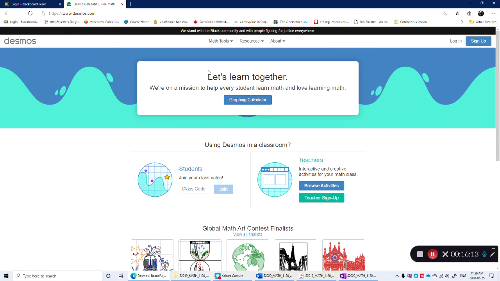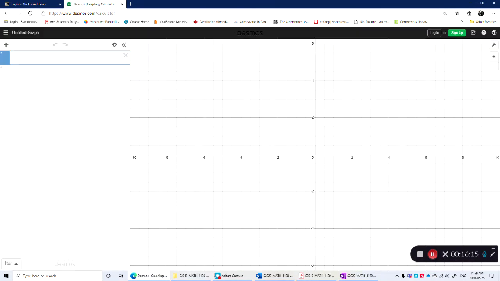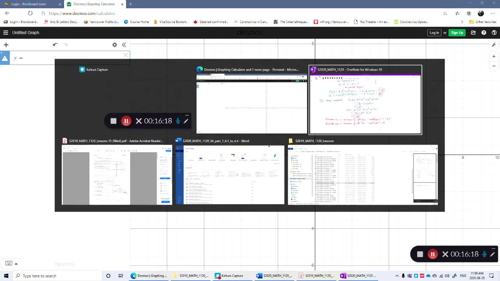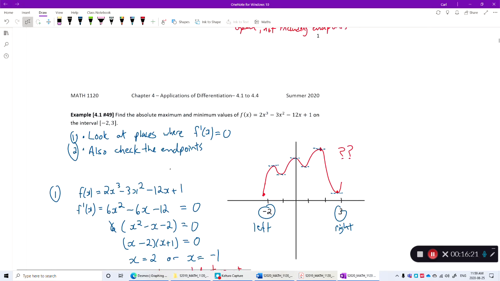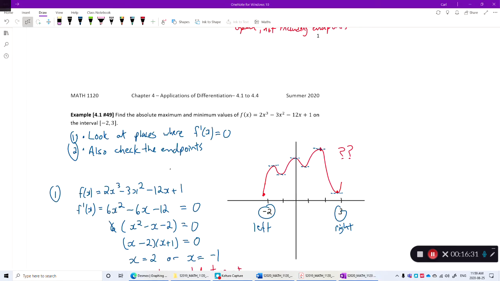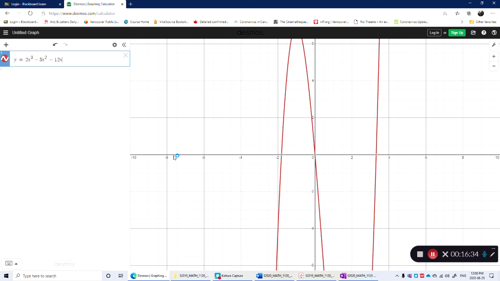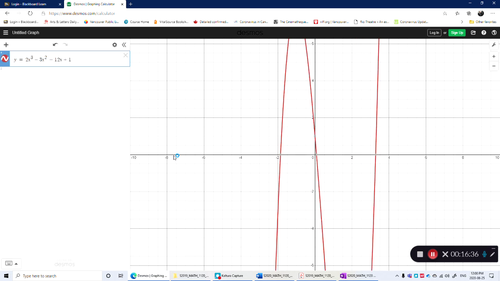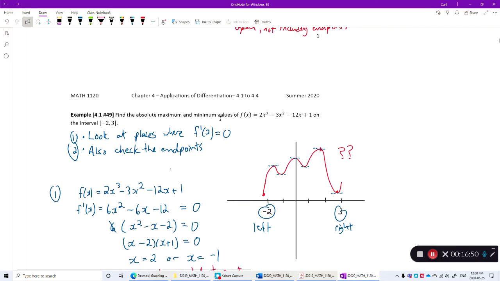Oh, they've changed the website a little bit. Okay. So what was the function? So it was 2x cubed minus 3x squared, and then minus 12x plus 1. And if we want to be very clever here, we can use these braces to tell Desmos which interval to restrict it to. So just between minus 2 and plus 3.